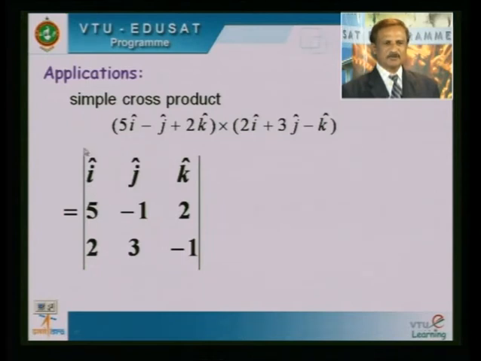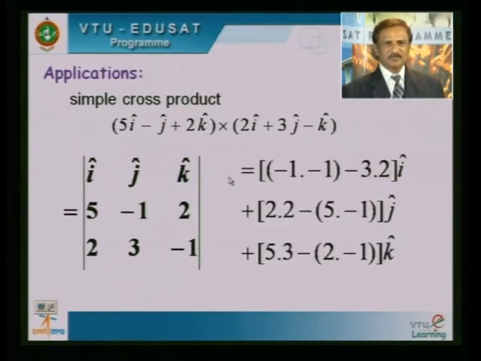And you know the expansion of this determinant. Is it clear? How do you expand? This is equal to i into, you ignore the first column and first row, into minus 1 into minus 1, minus 3 into 2. Similarly, minus j into, you ignore the middle column and first row, so 5 into minus 1, minus 2 into 2, right? Plus k into, you ignore the last column and first row, multiply 5 and 3, minus 2 into minus 1. Is it clear? I hope you get the same thing, i, j, k, as I mentioned just now.